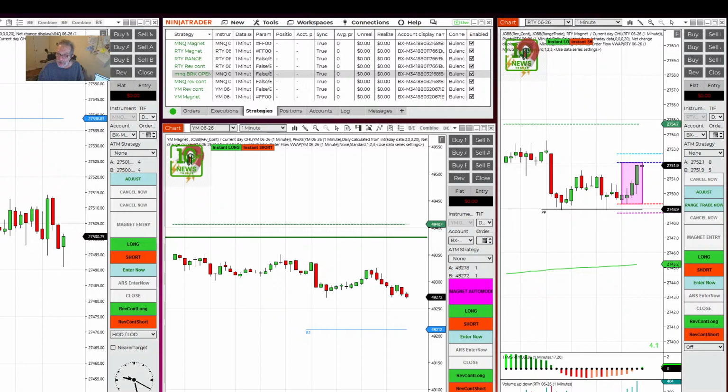Now the RTY range is pretty darn big. I'd like to see it push up at the open for a test of the high. That would be my preference. Otherwise, I might cancel the range this morning if it doesn't go up because it's big. I don't like to try and outthink it, though.